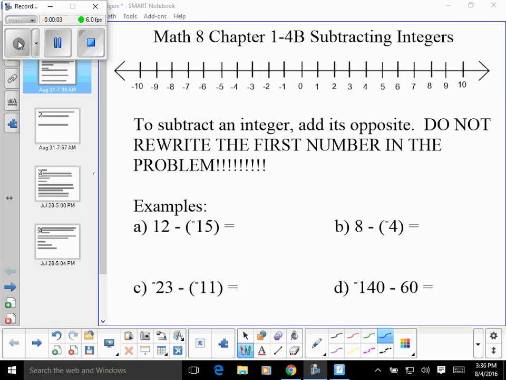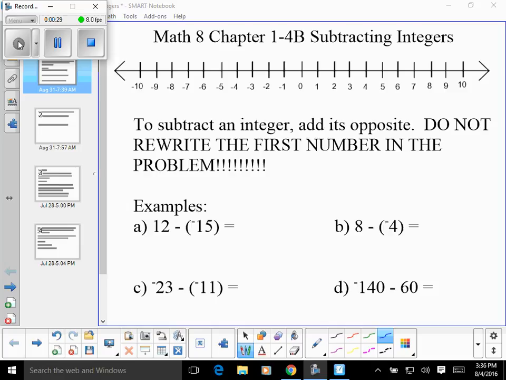Lesson 1-4B is going to be subtracting integers. Make sure you've done this after the adding integers, otherwise this one's going to be a little tougher. When it comes to the four basic operations that we use with integers, add, subtract, multiply, or divide, a lot of students have a little bit more trouble with subtraction. Doesn't mean it can't be done, just means we have to think things through a little bit.